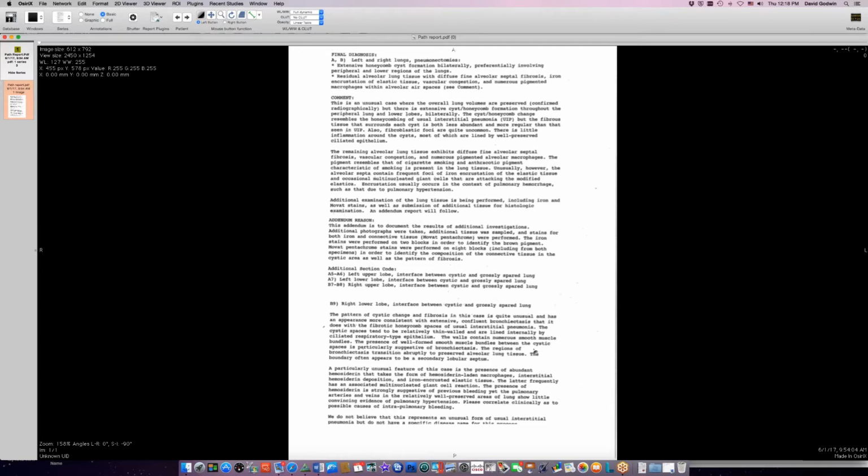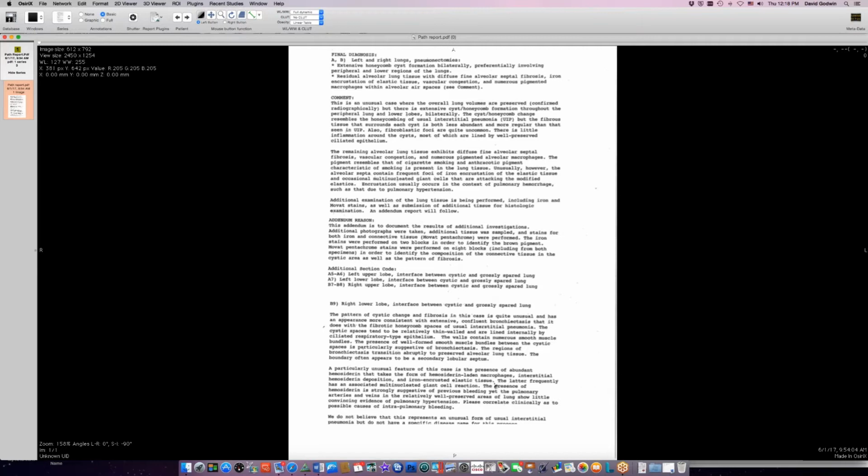Cystic spaces are internally lined by ciliated respiratory-type epithelium, implying that these are airways. These holes are lined by airway mucosa. There's smooth muscle. And then he pointed out that this man has pulmonary hypertension, and he did have a dilated pulmonary artery on the CT scan I didn't point out. There's a lot of hemosiderin-laden macrophages reflecting hemorrhage, interstitial hemosiderin deposition, and iron-encrusted elastic tissue.